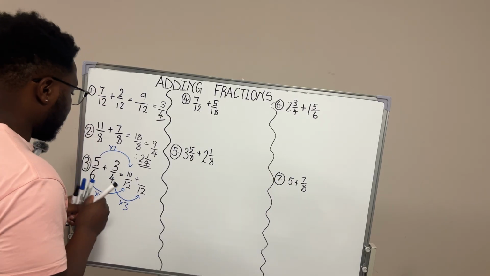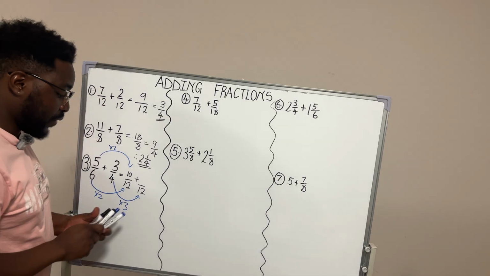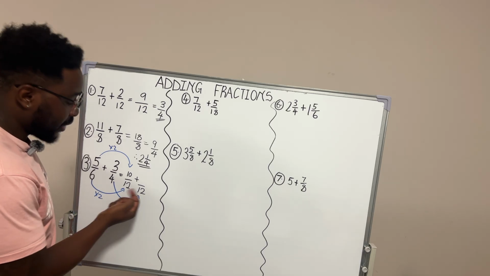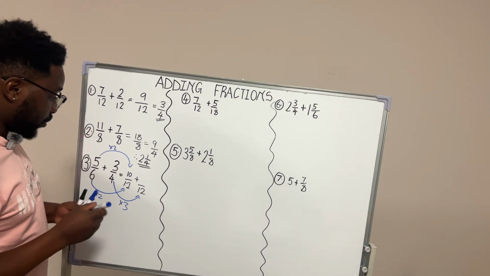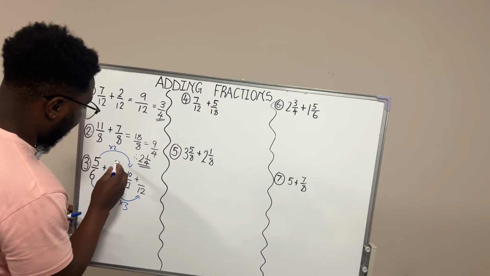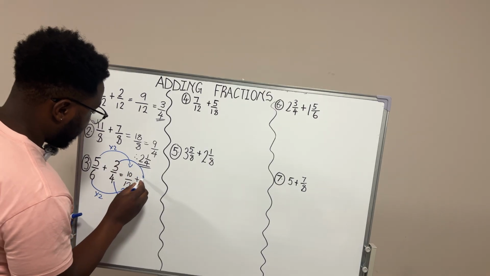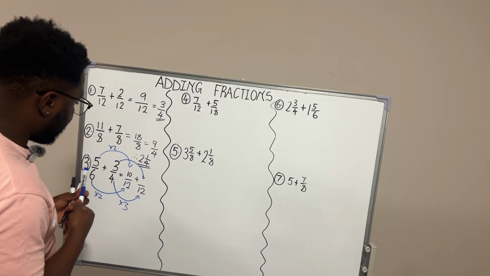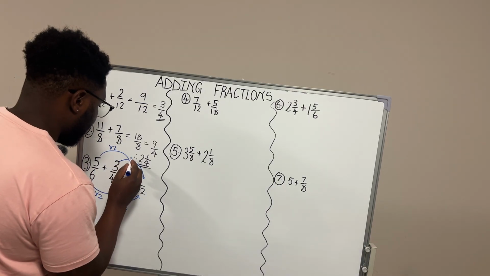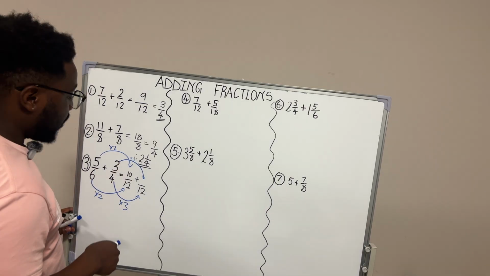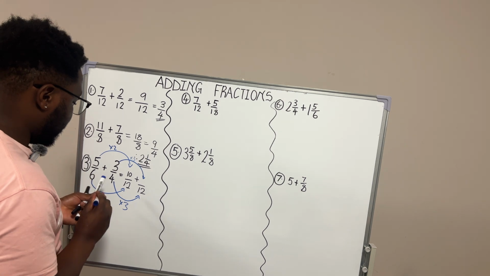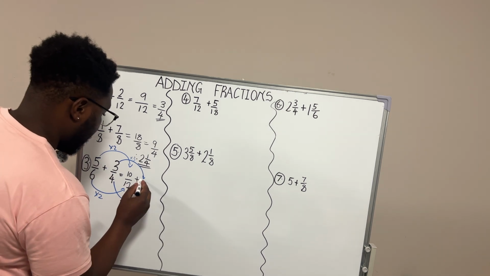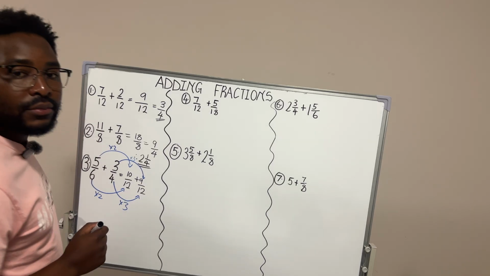Okay, so now let's go with this other fraction over here. The numerator is 3. What number did we multiply with 4 to get 12? 3, right? So we have to multiply 3 by 3. 3 by 3 gives us 9, so that will be 9 right there.